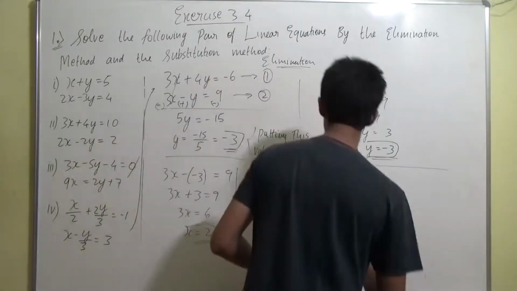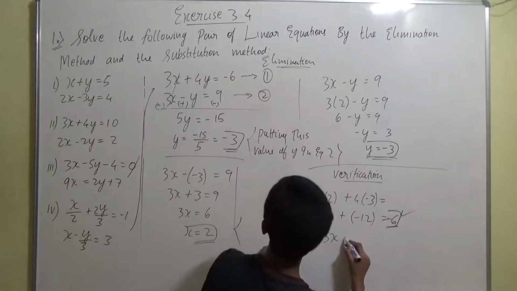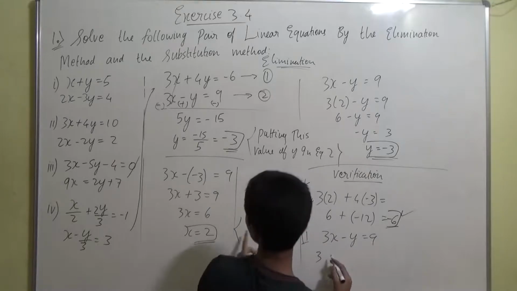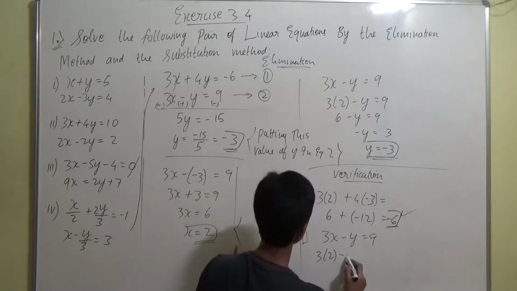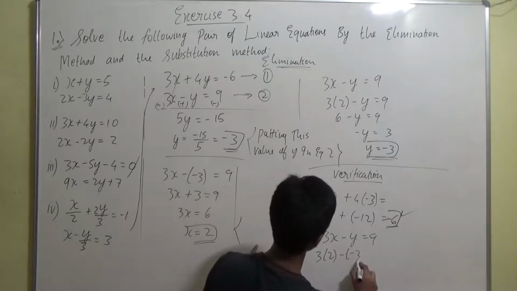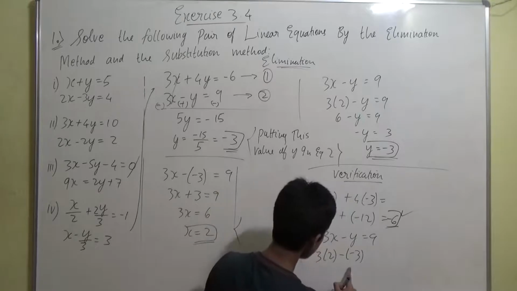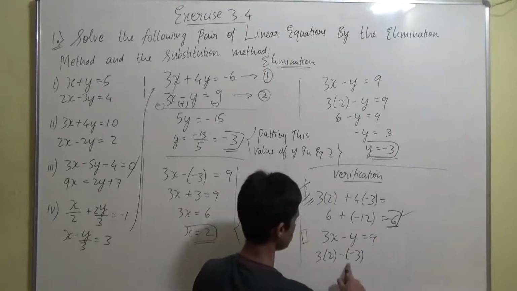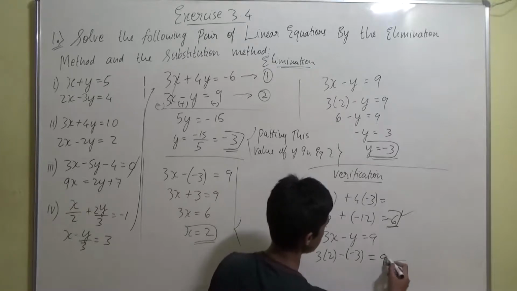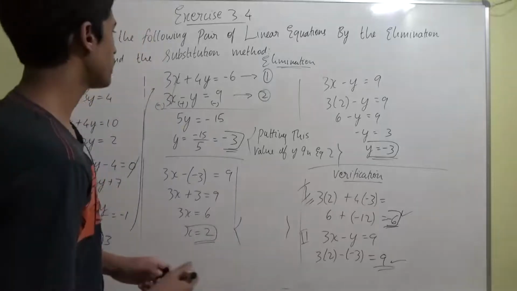Now let's go ahead and verify with the second equation. In the second equation it is 3x minus y equal to 9. In place of x we put the value 2, and in place of y we put the value minus 3. We should see that we get 9. 3 into 2 is 6. Minus of minus 3 is plus 3. 6 plus 3 is equal to 9. Hence we got the RHS. Here also it is verified. So we also verified the question.